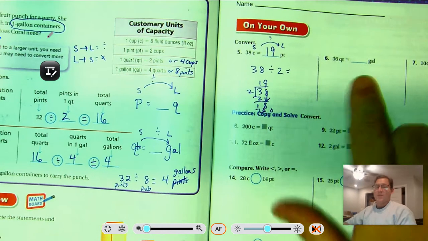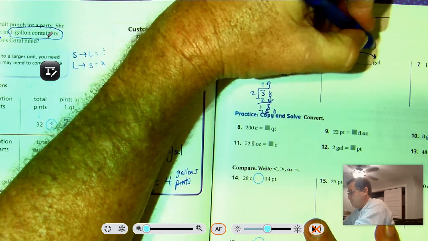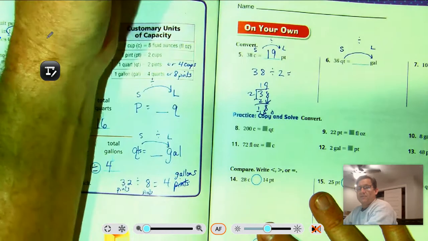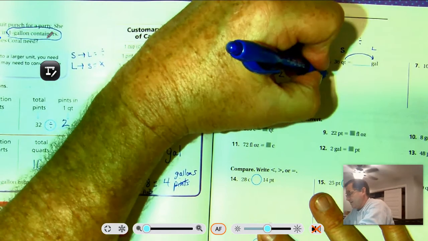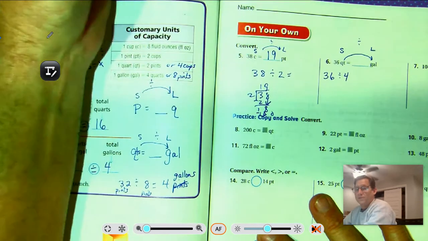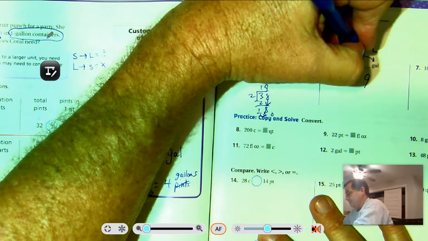36 quarts is how many gallons? Well, quarts are smaller than gallons, so we have to divide. Quarts is a direct relationship with gallons, and we're going to divide 36 quarts by 4 because there's 4 quarts in every gallon. So that's going to give us 9 gallons.